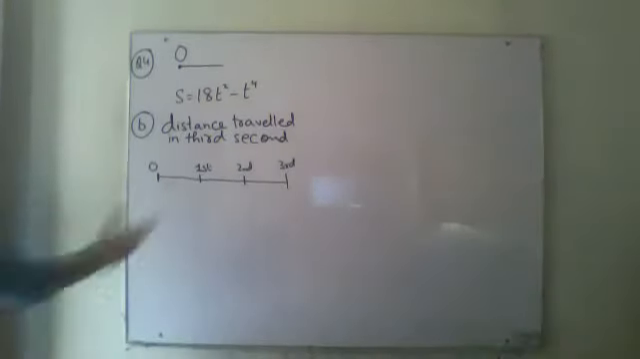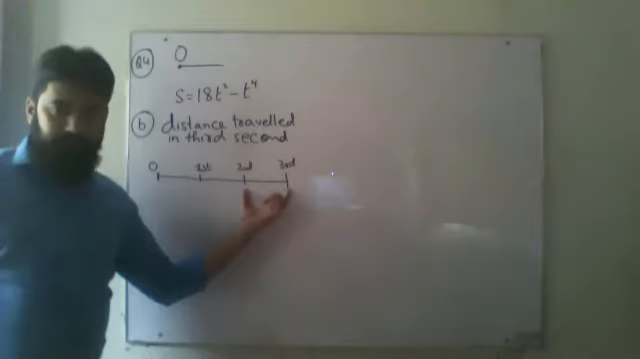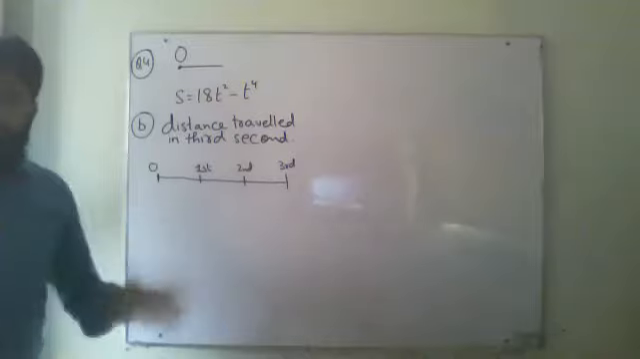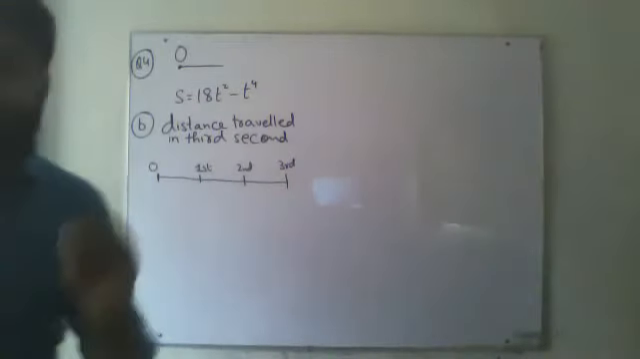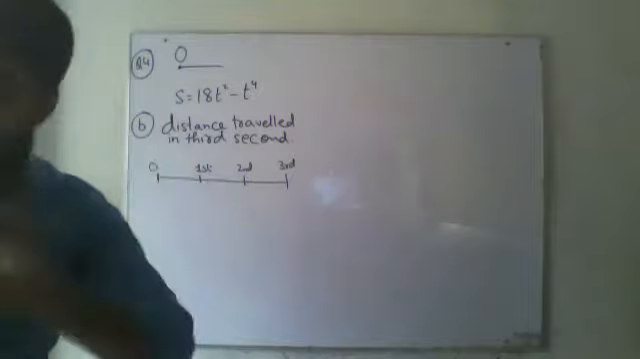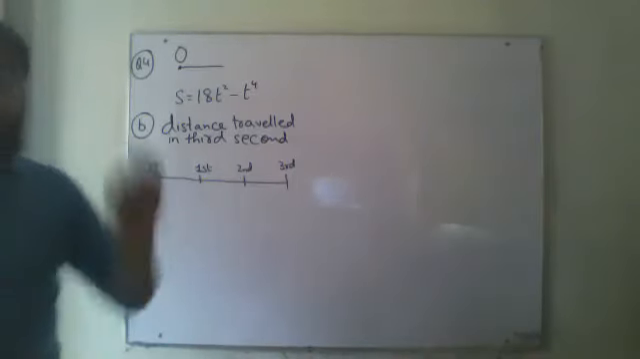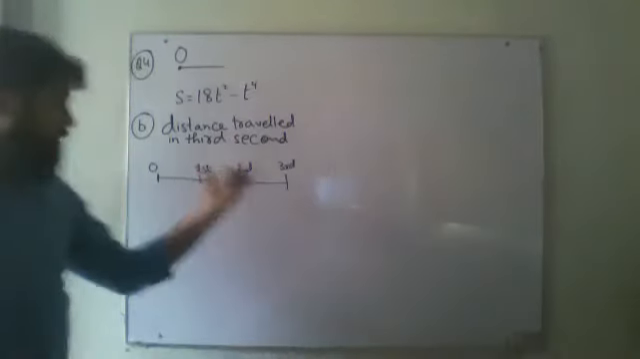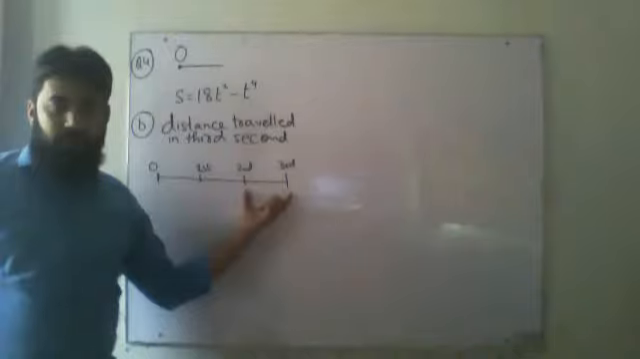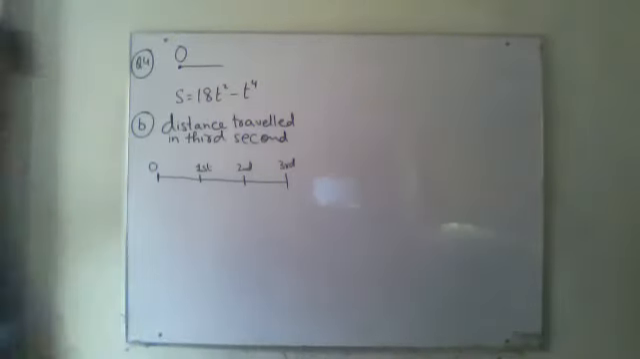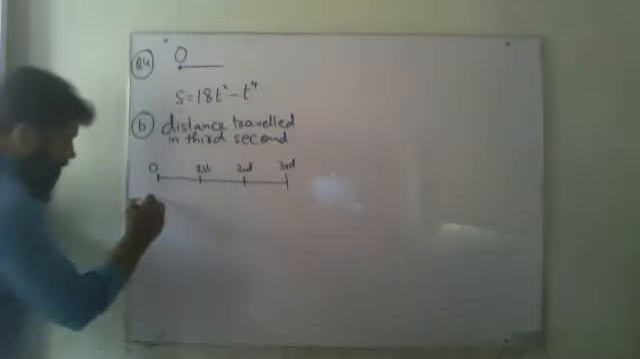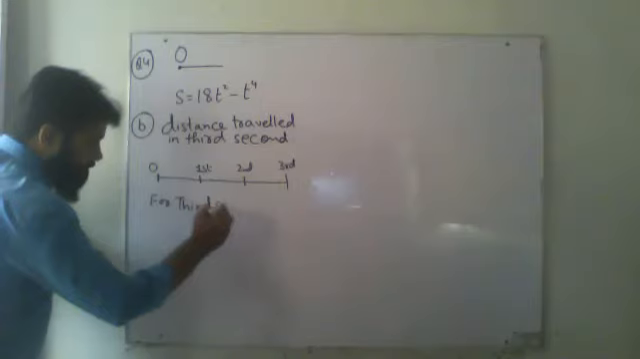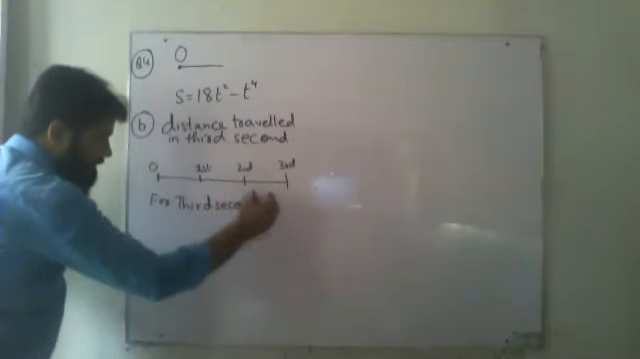Now I want only this time. I don't want this whole thing. They are not saying find the distance traveled in 3 seconds. They are saying find the distance traveled in the third second. So how will I figure it out? For the third second distance.